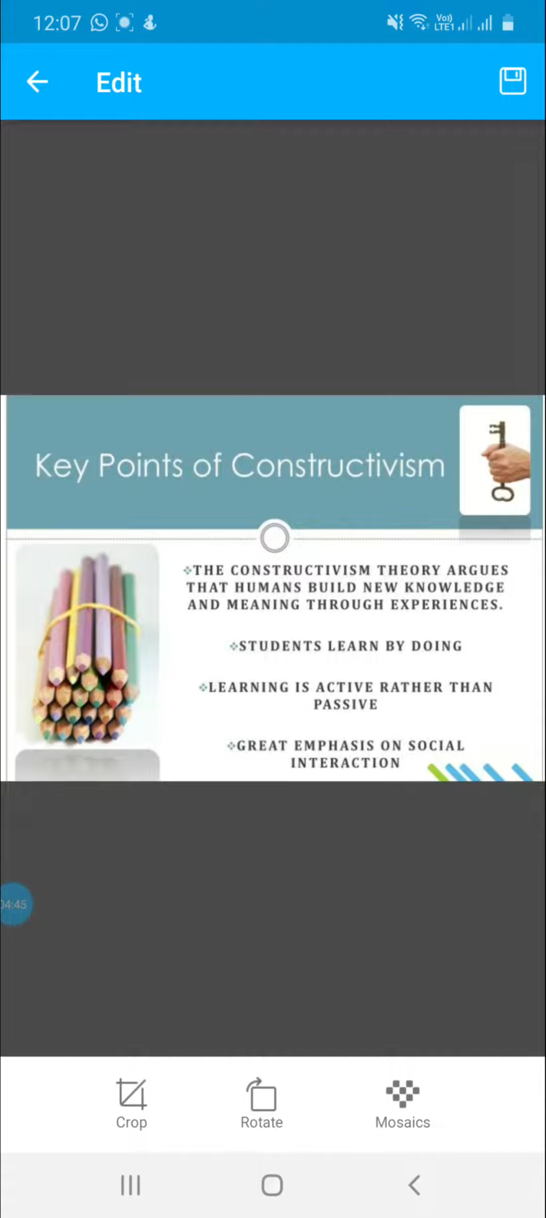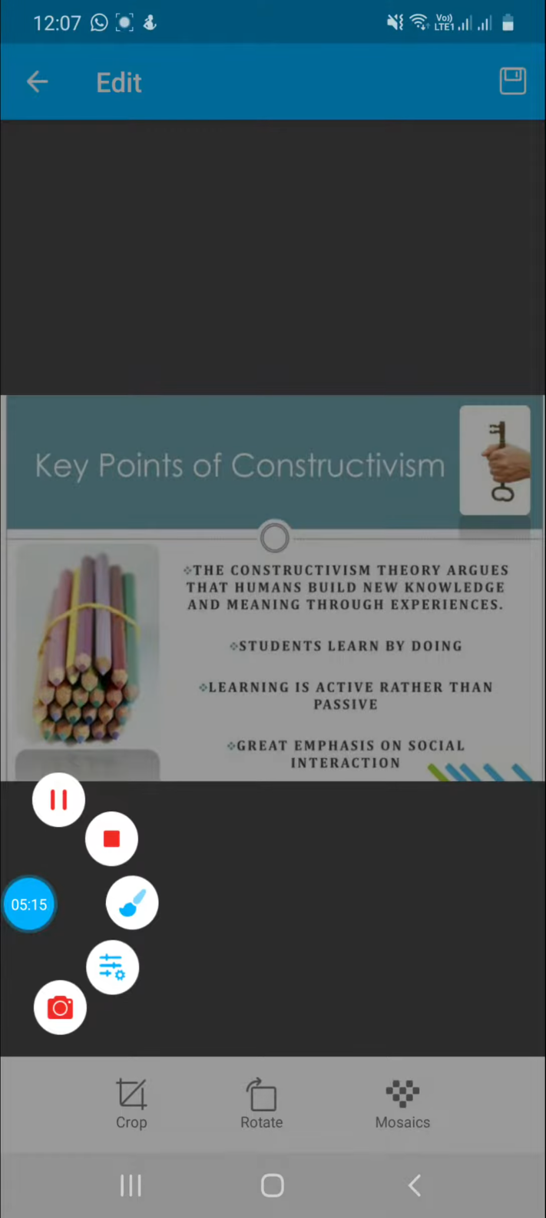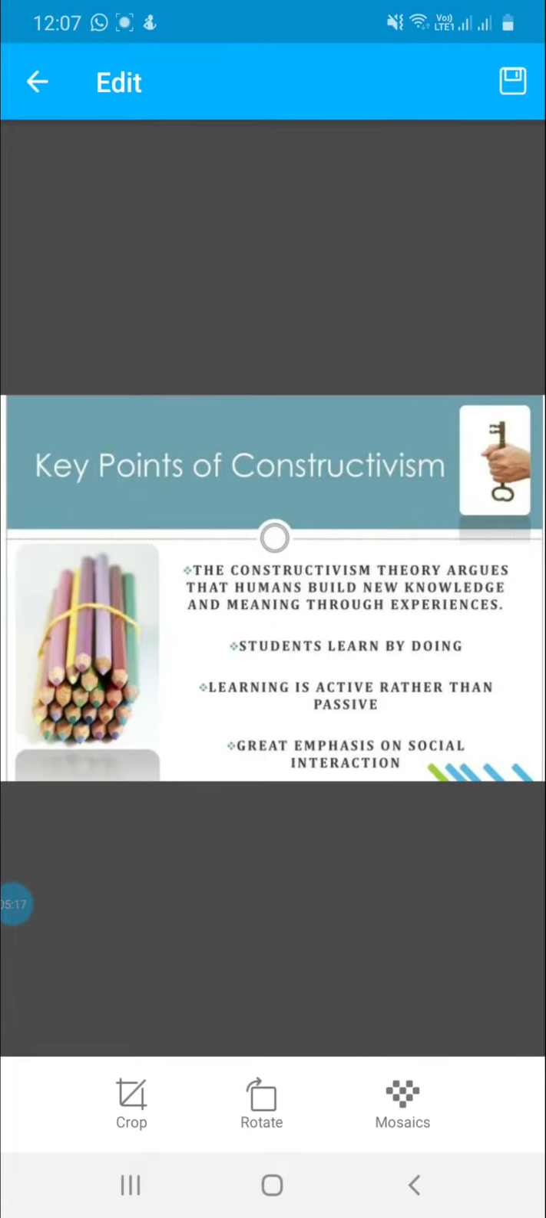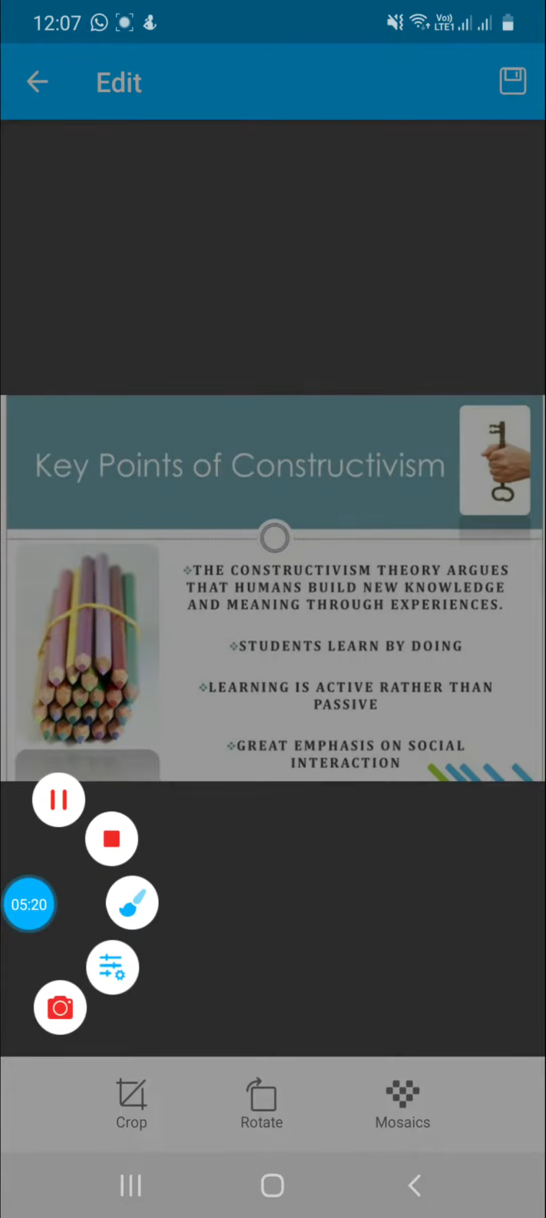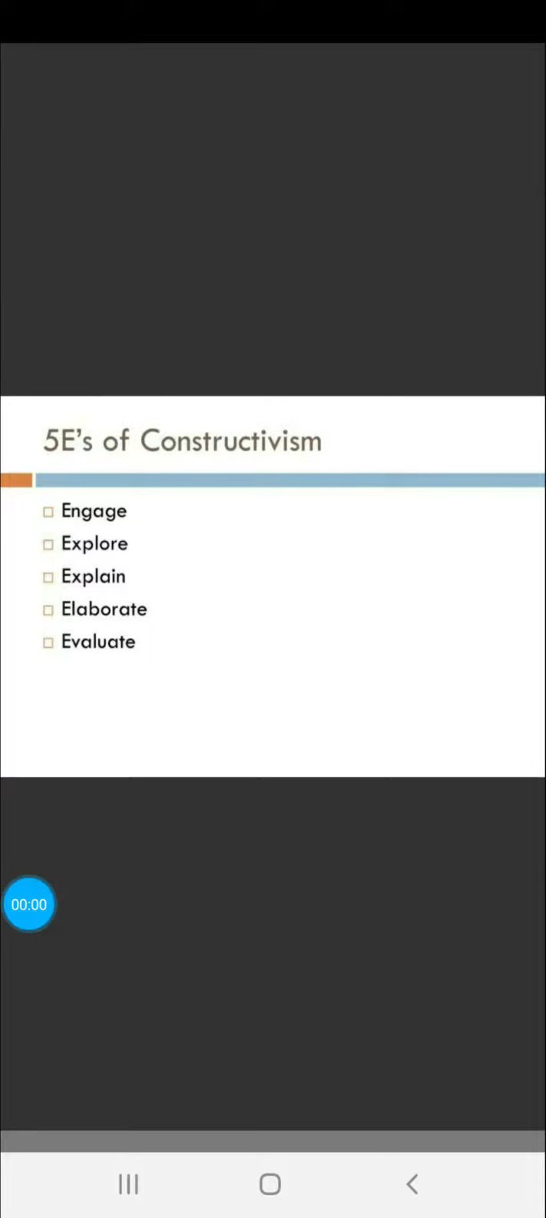But due to the paradigm shifting, nowadays knowledge and meaning come from your own experiences rather than teacher centered learning. Learning is interactive, building upon what a student already knows. Nowadays in modern learning, collaborative learning takes place. I think this will explain why we use this method these days. In this phase, the first one is engage.